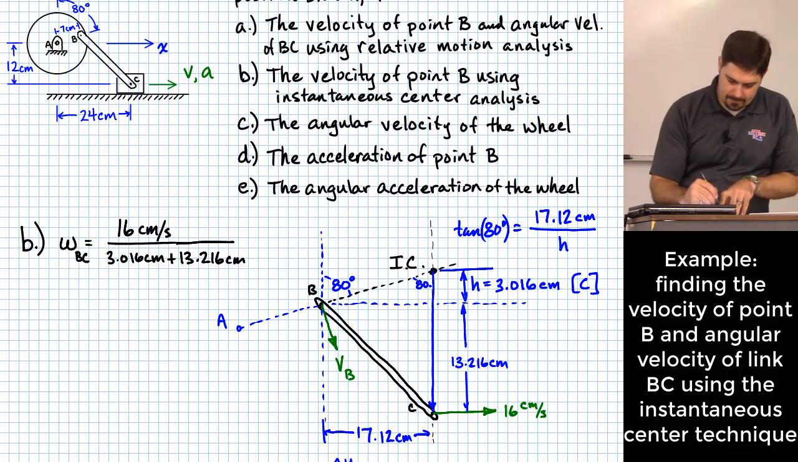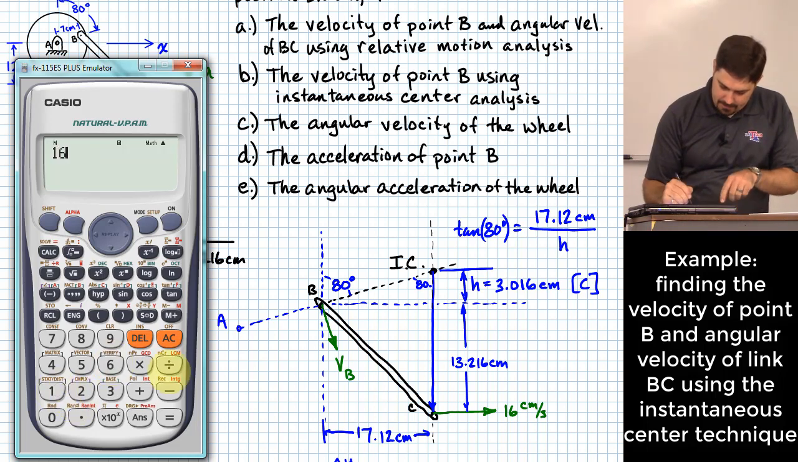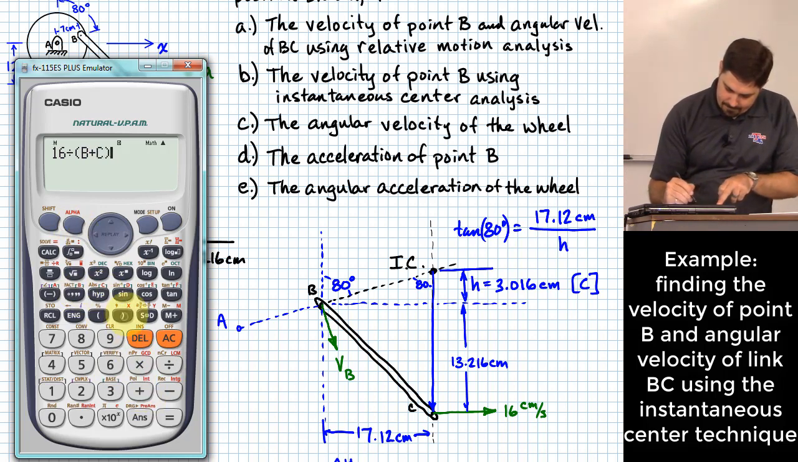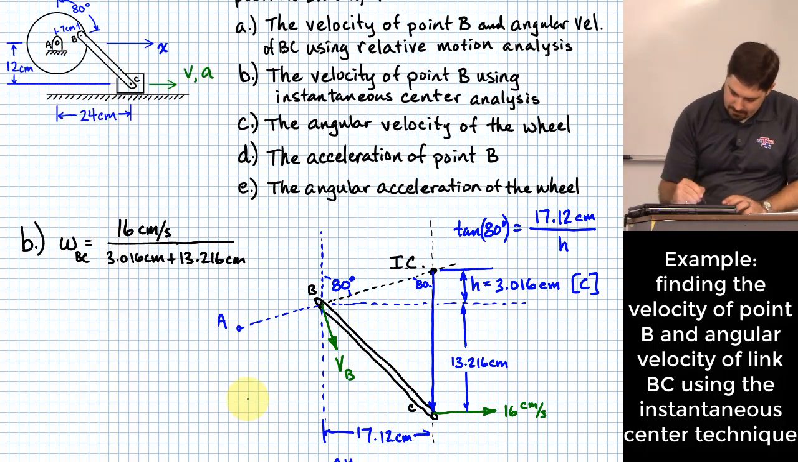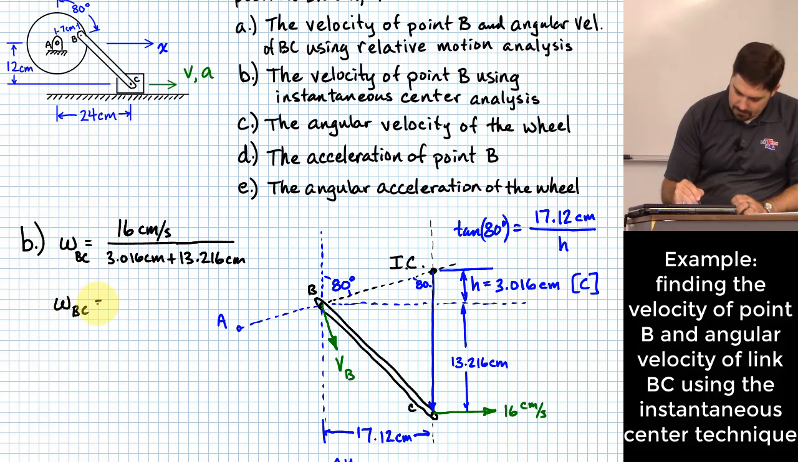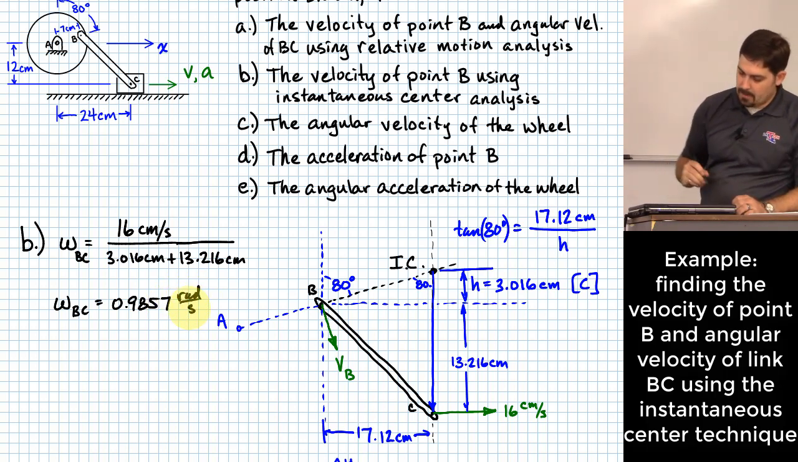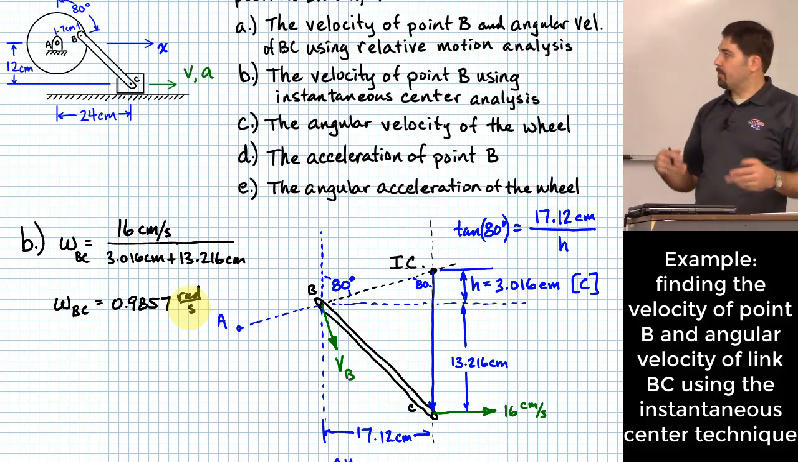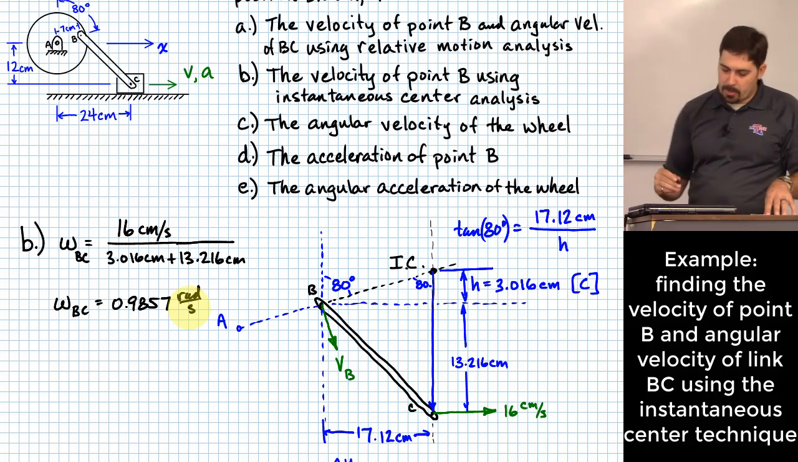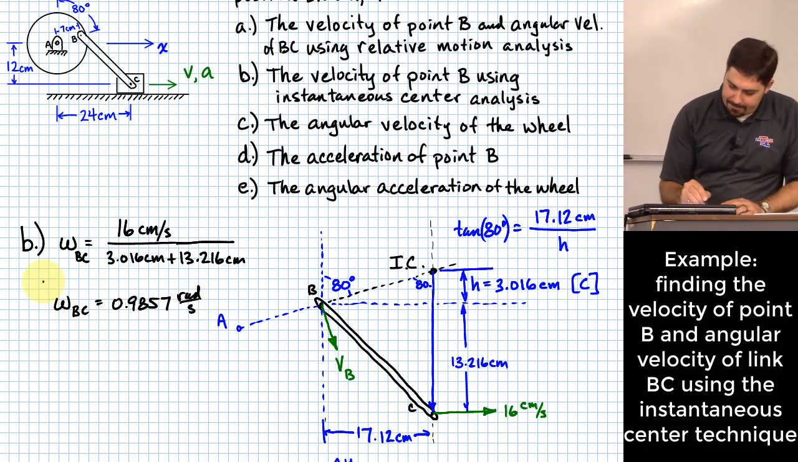So 16 divided by the quantity of B plus C, which gives me 0.9857 radians per second, which should reassure us a little bit, because that's the exact same number we got whenever we worked it using that relative motion analysis, the vector method.